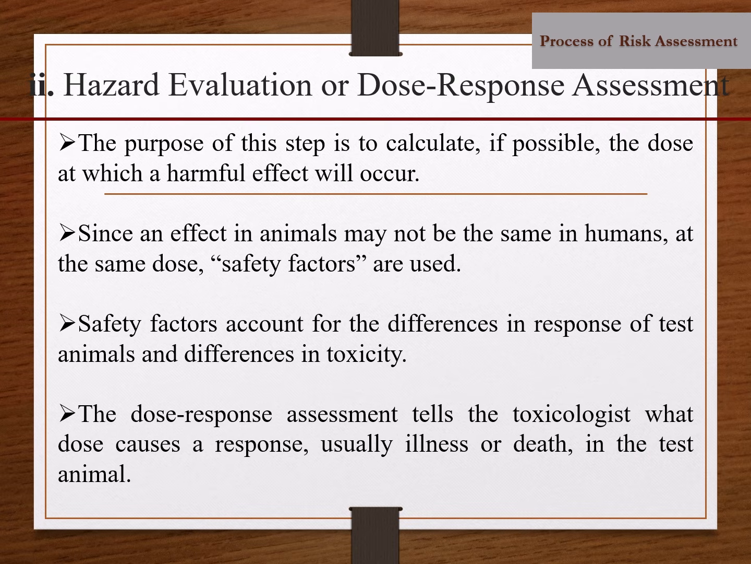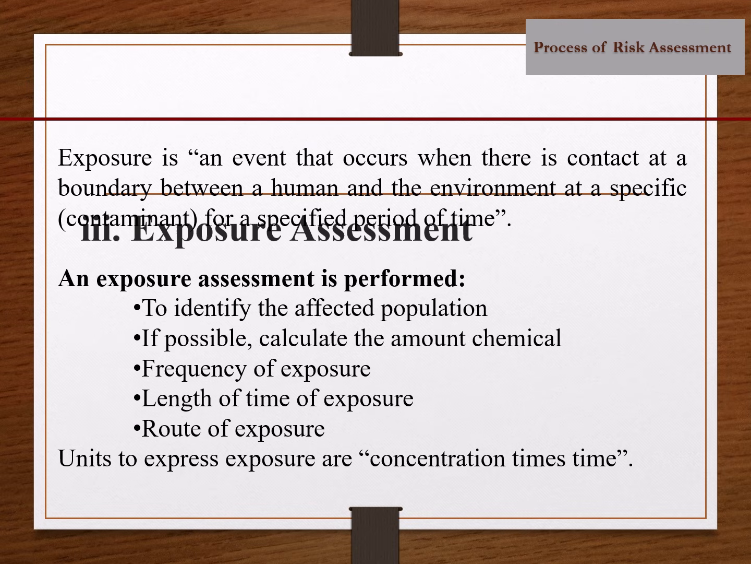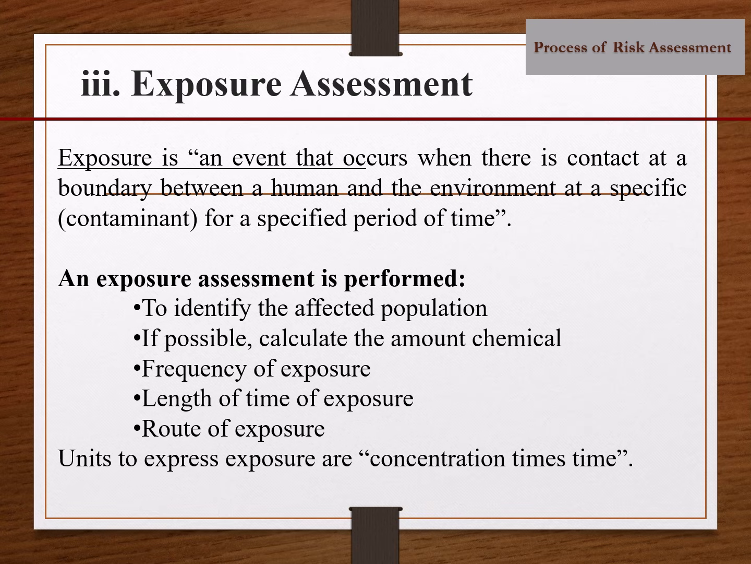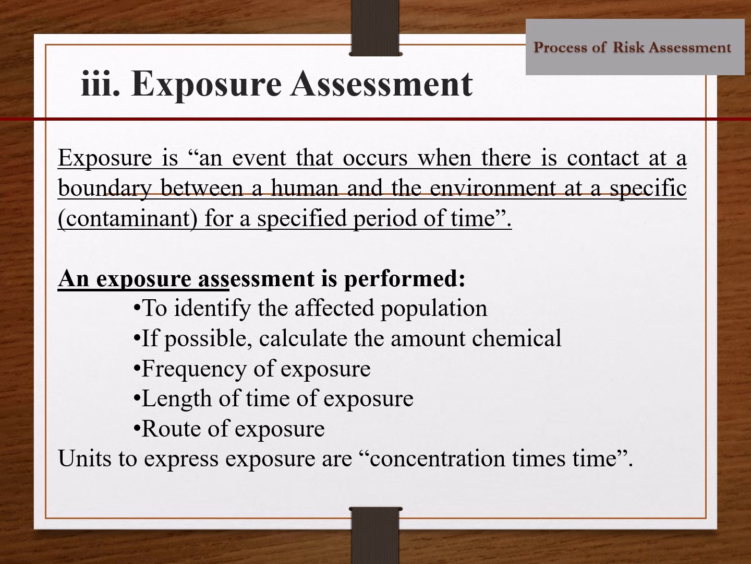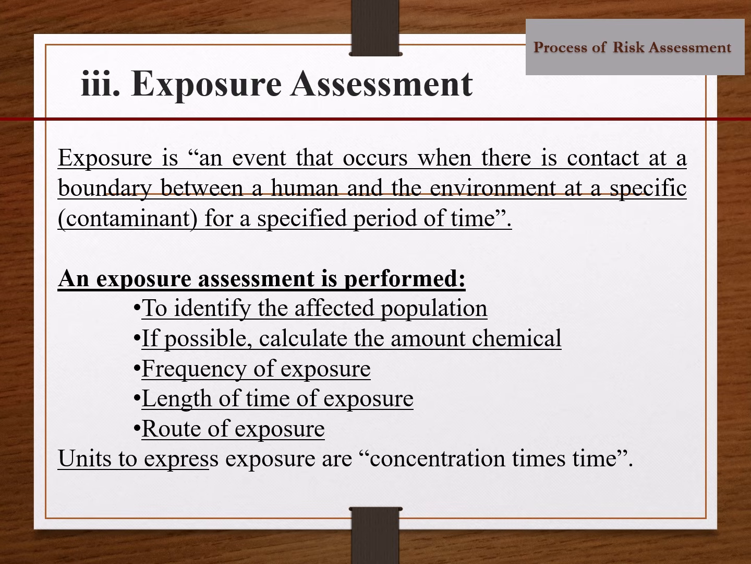Next step is exposure assessment. Exposure is an event that occurs when there is contact at a boundary between a human and the environment at a specific contaminant for a specified period of time. An exposure assessment is performed to identify the affected population, if possible, and calculate the amount of chemical, frequency of exposure, length of time of exposure, and route of exposure. Units to express exposure are concentration times time.